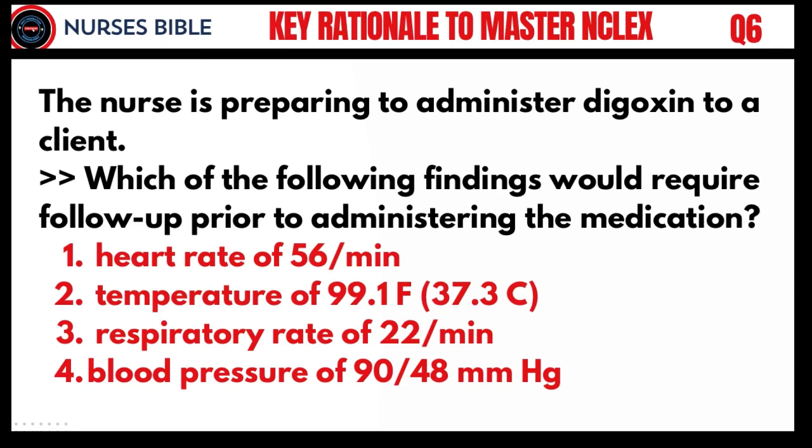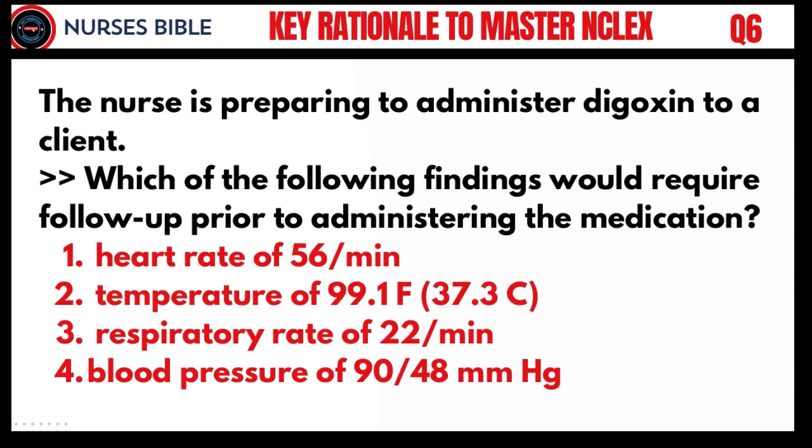With dig, we want to make sure we assess our heart rate for a full minute, and we want it to be above 60. Since dig does slow the heart rate, we need to make sure we're starting at a high enough level to allow for that beat to slow down. So that is going to be our correct answer here. But let's take a look at our other options.